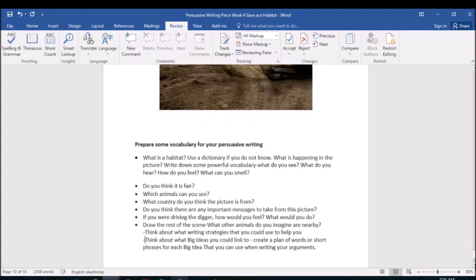And then really, it's time to plan. So we obviously need to think about what writing strategies we could use in this piece, and then think about what big ideas we could link to, create a plan of words or short phrases for each big idea that we can use when writing our arguments. So what I'll do now is I'll take you through how to actually plan this piece. So the idea now is that you would answer these questions in your book and then create the plan like I'm going to show you how to do now.